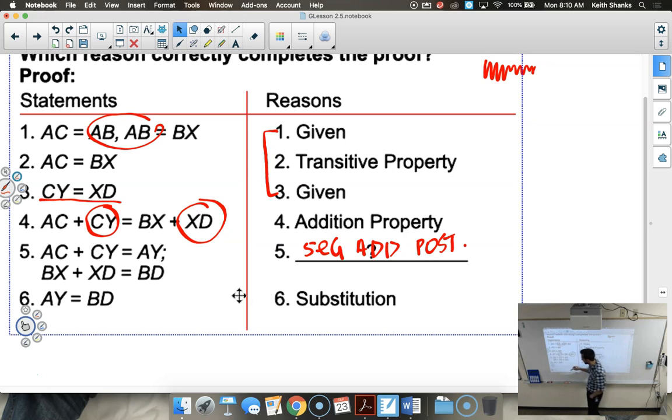Notice what they're saying. AC plus CY equals AY. And you can kind of see that they go from the first to the last letter at the end, right? BX plus XD equals BD. Okay. And then substitution. Very similar to the previous one. And this is, in my mind, what makes proofs easy. Not that they're always this way, but a lot of them are going to be really similar.